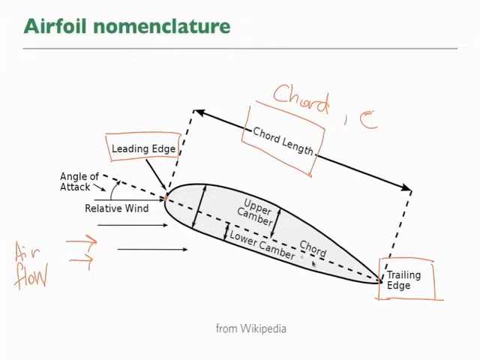The angle between the chord and the relative wind, here's the chord, here's the relative wind coming horizontally in this picture, this angle is called the angle of attack. Usually we use the Greek letter alpha for that, angle of attack. So we're going to use that a lot for our discussion. It's going to be a very important parameter in all our discussion.